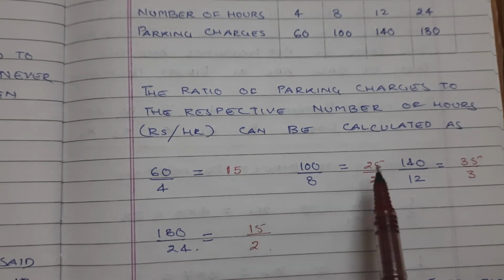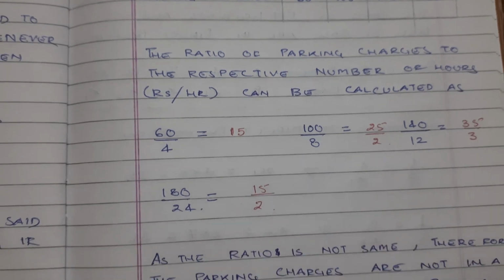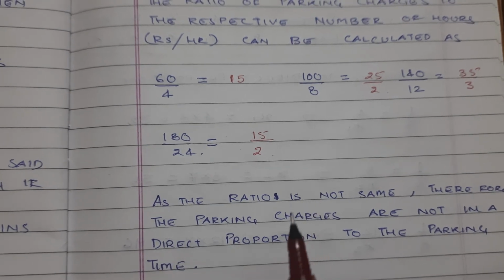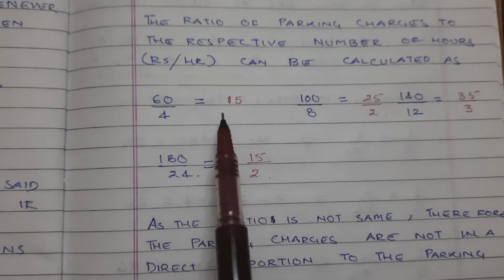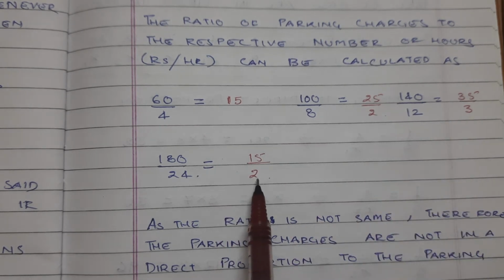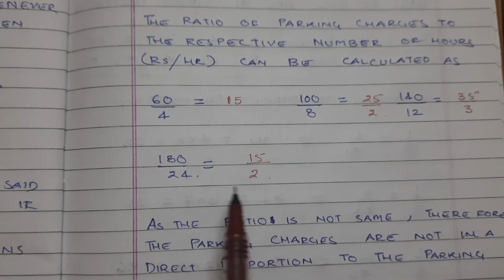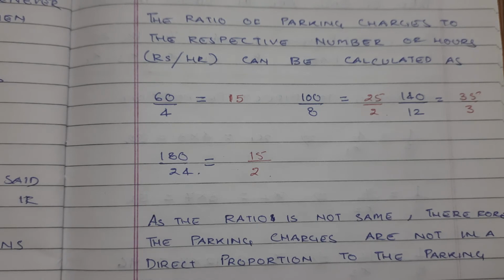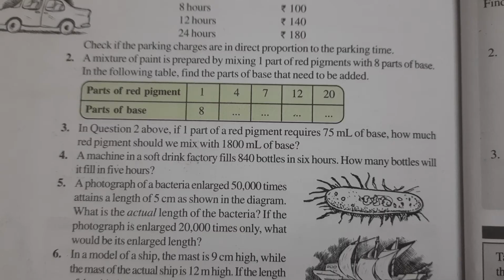So here everywhere the ratios are different, and so we can say that these are not in a direct proportion. For direct proportion, always the x by y ratio should be same. It should be always constant. But here you can see everywhere the ratio is different. It is not same. So we can say that the parking charges given here are not in a direct proportion.